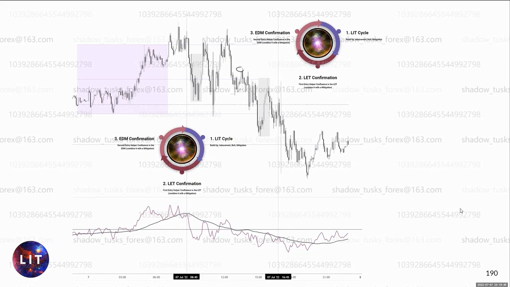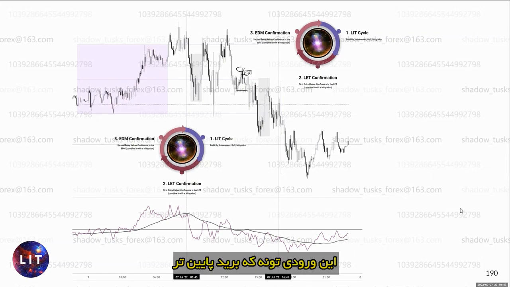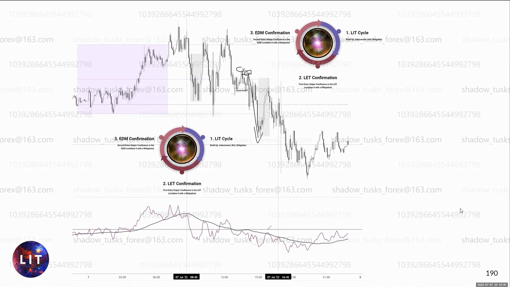So this is the LIT. That's the break of structure. That's your mitigation. Boom. That's your entry lower. Okay, then you're looking for EDMs. Here's your EDM in these areas in here. Okay, and then boom, to a low side.